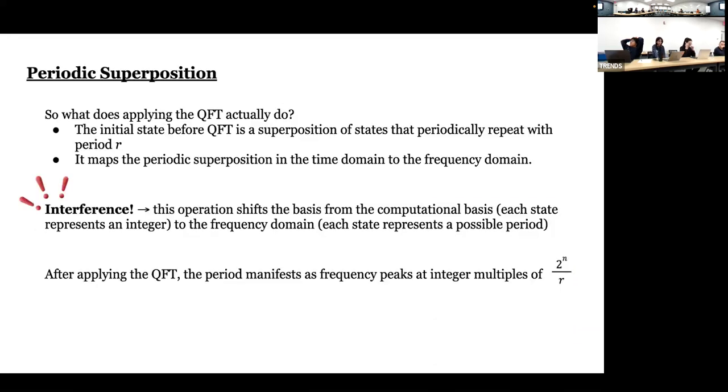So what does applying the QFT actually do? The initial state before the QFT is a superposition of states that periodically repeats with period r. Order r is the one we're trying to find. So it maps the periodic superposition in the time domain to the frequency domain. And this is where interference comes in. This operation shifts the basis from the computational basis, where each state represents an integer, to the frequency domain, where each state represents a possible period. And then after applying the QFT, the period manifests itself as frequency peaks at integer multiples of 2 to the power of n over r.